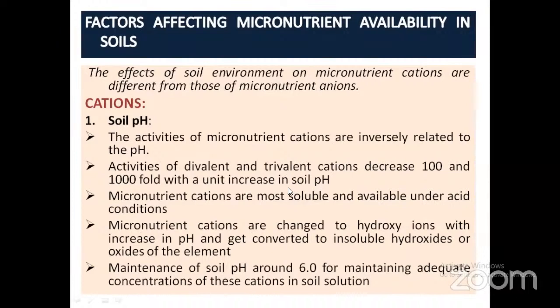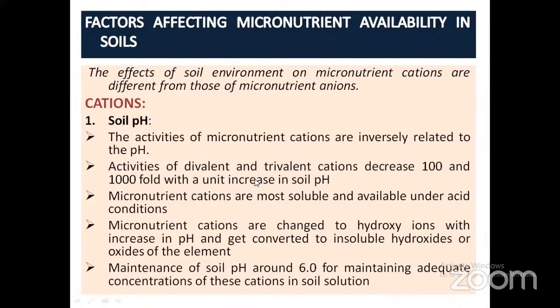With a unit increase in pH, first we have to understand that the activity of micronutrient cations decreases. Now how much does it decrease? With a one unit pH increase, the activity of a divalent cation decreases 100 times, because pH is log base 10, so it works as 10 to the power. So a 1 unit increase in the soil pH will lead to a decrease of 1000-fold for trivalent cations. If it is monovalent, then there will be a decrease of 10-fold. Okay, so you remember this one.